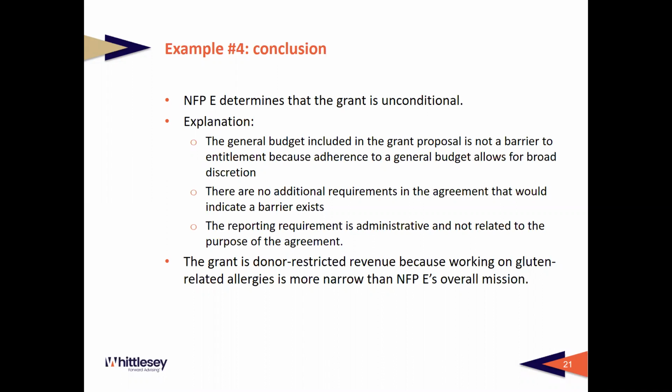Now the third decision we have to make is: is it donor restricted? In this case, we are saying yes, it is restricted revenue, because working on gluten-related allergies is a more narrow scope than the nonprofit's overall mission. So in this case, you would record that revenue to donor restricted income.